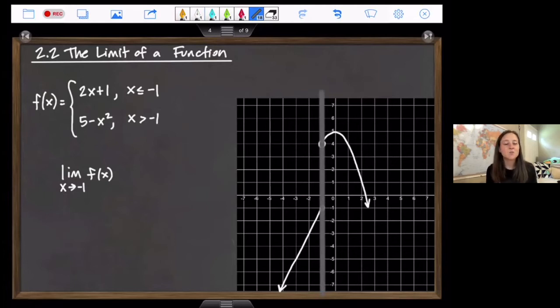And it kind of matters which side of -1 you're on. So if I'm on the left-hand side and I'm traveling along the linear function, it looks like I'm headed towards a y coordinate of -1.